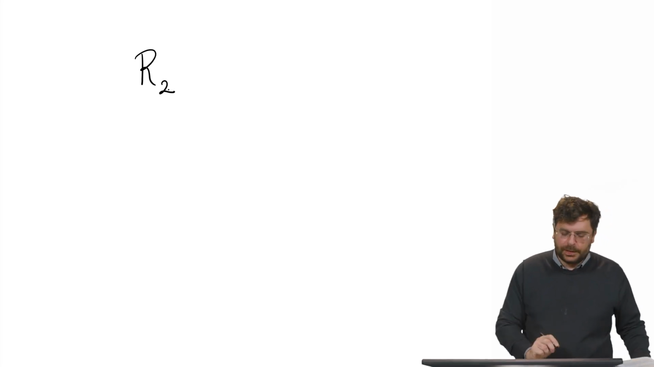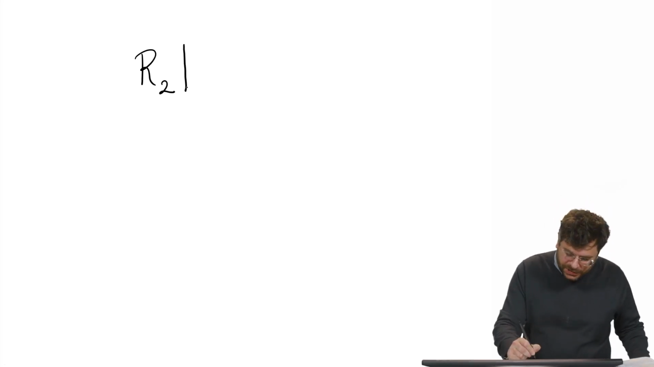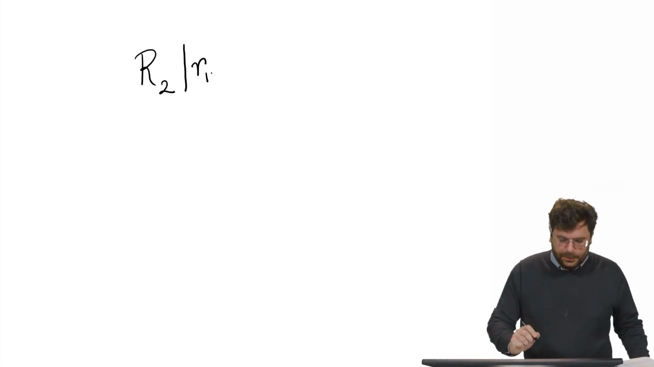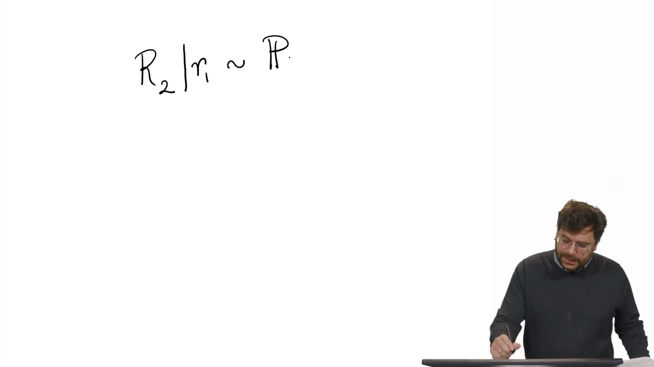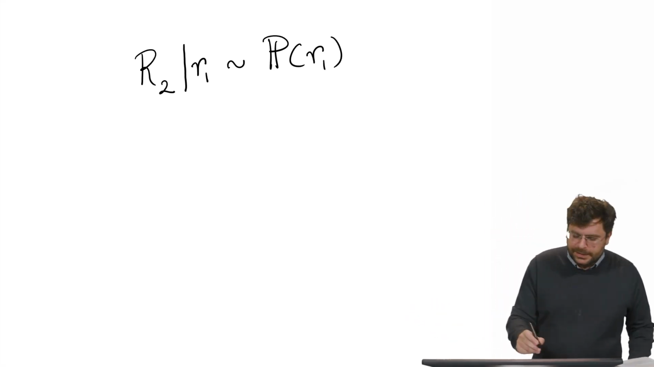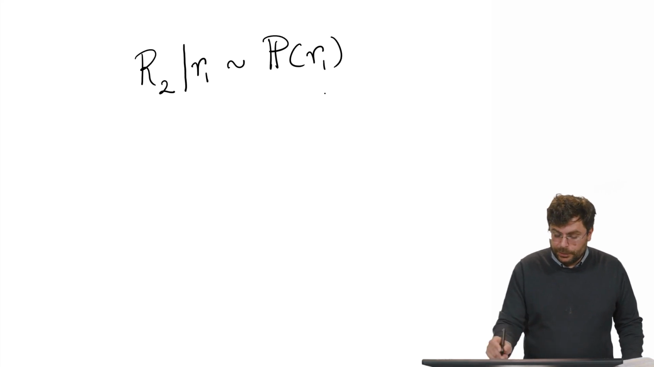So more generally, we talk about a random variable R2 conditioned on, in other words, given the condition that R1, for example, has been realized. And that's drawn from a probability distribution that depends on R1. So this is how we interpret this line here.